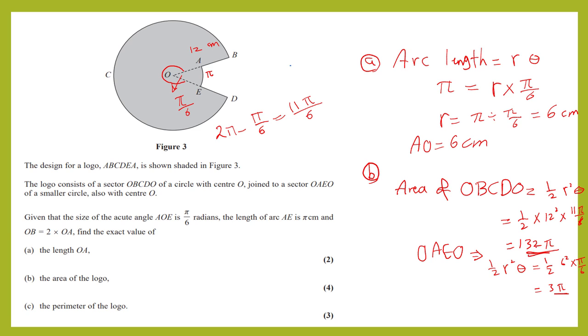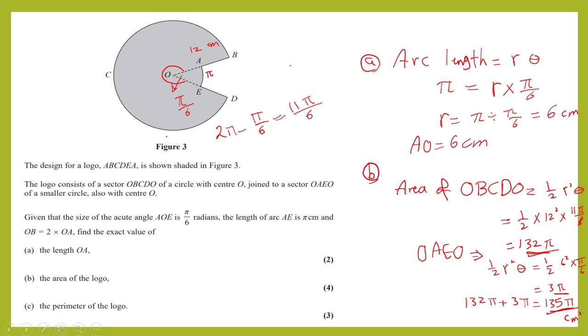If you add them together, it will be 132 pi added to 3 pi. It will be 135 pi. This is the area of the whole logo, and you can leave it as it is. So this is the area as 135 pi centimeter squared. This is the area for this logo. If you want to find the perimeter for the logo, you need to find the length of AO and ED plus the arc length of AE plus the arc length of this one.